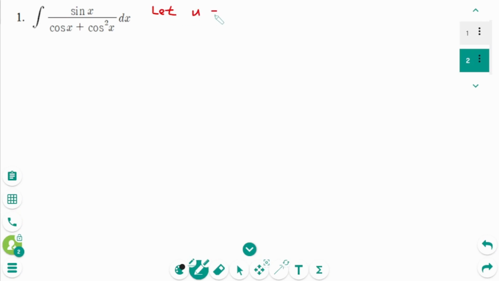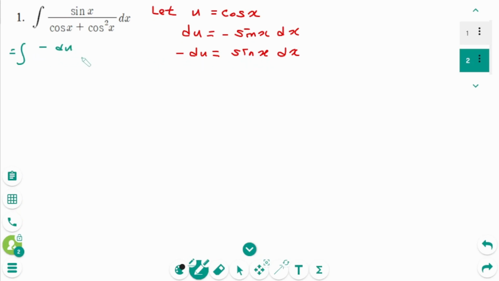Let u equal cosine of x. Differentiate each side: du equals minus sine x dx. Then minus du equals sine x dx. The integral of sine x dx is minus du over cosine x, which is u plus u squared. We can rewrite it as the integral of minus 1 over, we can factor, u times 1 plus u du.